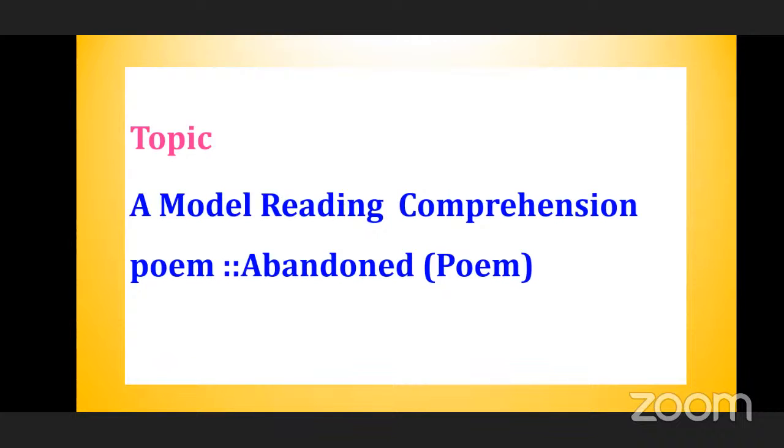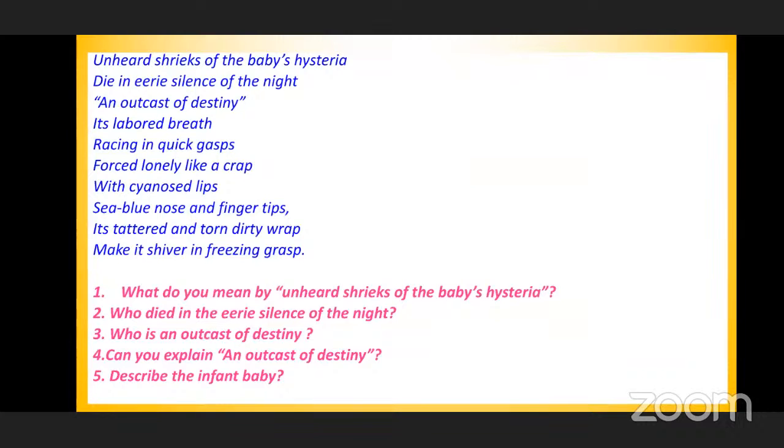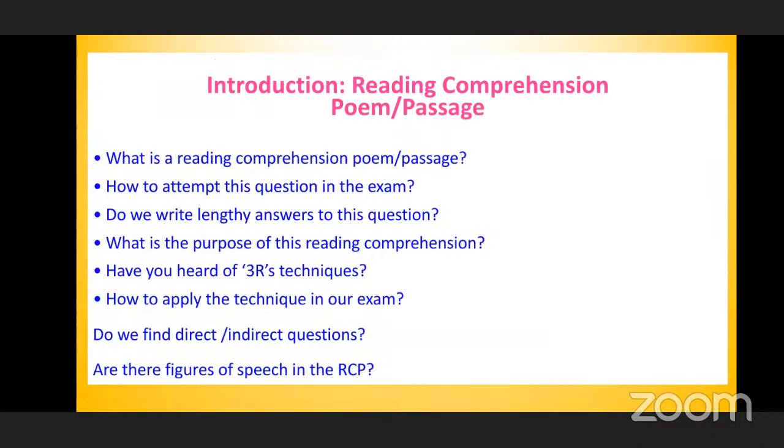Now, dear students, you had already experienced in your 9th class how we deal with the reading comprehension passages or poems. Now, let us look at the objectives of this class today. The first objective is the learners will be enabled on the characteristic features of reading comprehension passages or poems. And by the end of the class, the learners will be able to attempt the poetic reading comprehension passages independently in a short time. So these are the two objectives, the expected outcomes of this class. I am sure at the end of the class, you will come to know how to deal with the reading comprehension passages, and you will be able to attempt these in a short time.